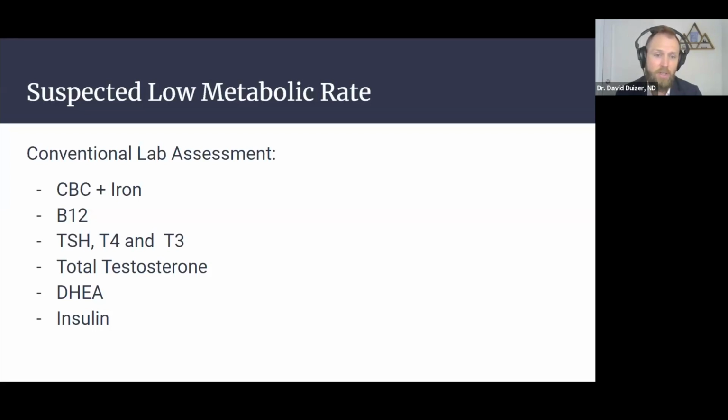HOMA-IR. There's calculators online. It requires a fasting glucose and a fasting insulin. You can get a measurement for insulin resistance. Maybe the most important thing other than VO2 max to program for an all of integrative or holistic disease prevention.